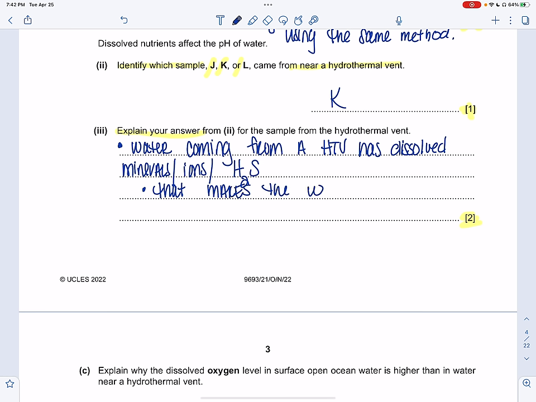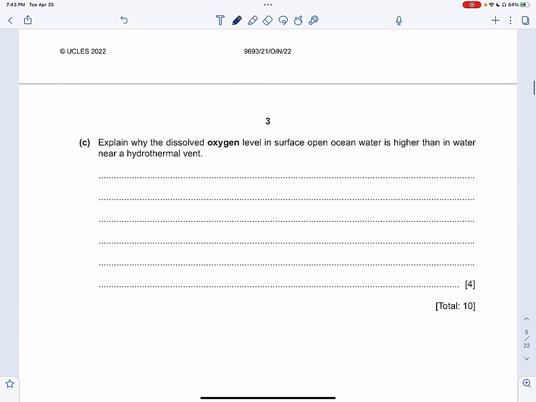If you were going to just say water coming out of a hydrothermal vent is acidic, you would get one mark, but you need to explain it. If I was your teacher in that situation, I would say, but why? Why is the water coming out acidic? And it's all about the minerals that get dissolved in it. All right. If you're my student, then you'll know what I mean by this.